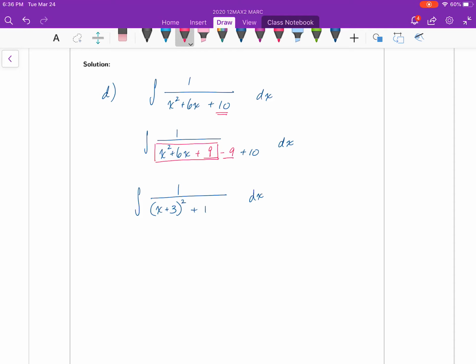So now this is simply a matter of recognizing that I can identify that u is the x plus 3 and du would be 1 dx, and so it fits the inverse tan perfectly, where it's the inverse tan of x plus 3, and a is 1, so plus c. And it's a pretty beautiful problem, but it's difficult to get started.